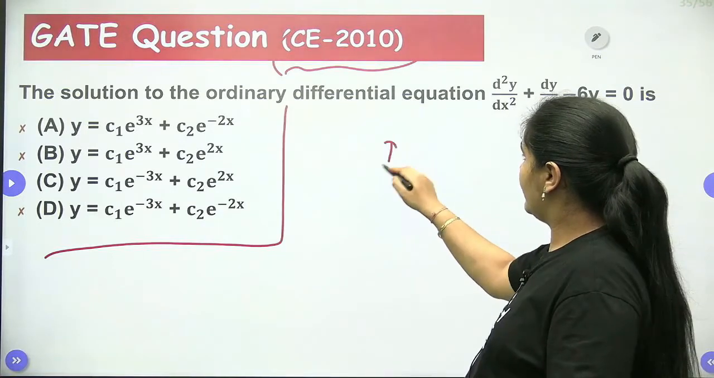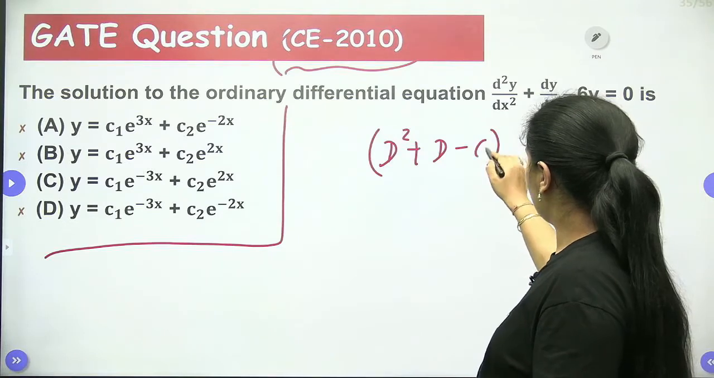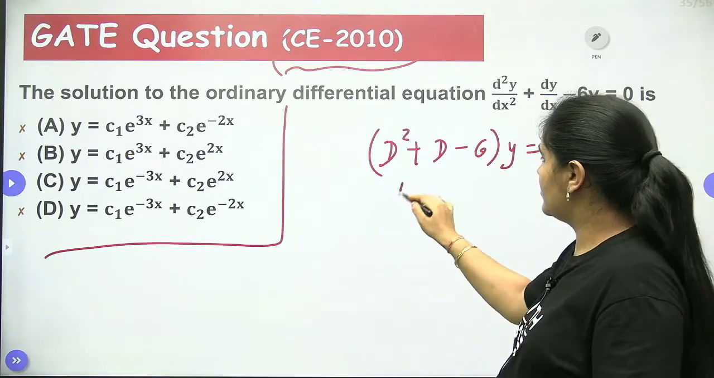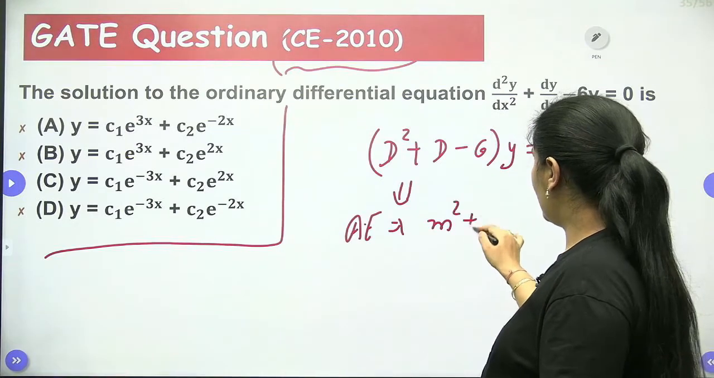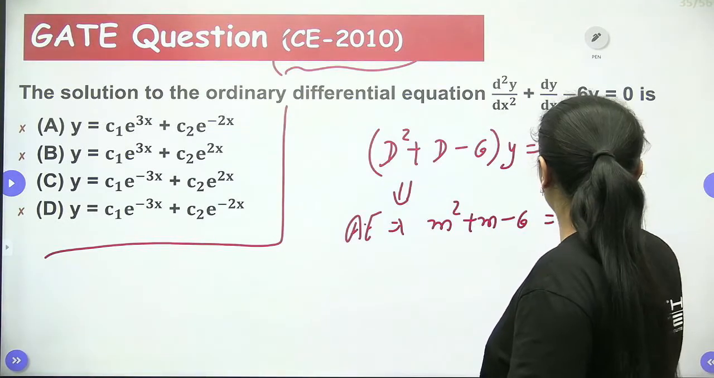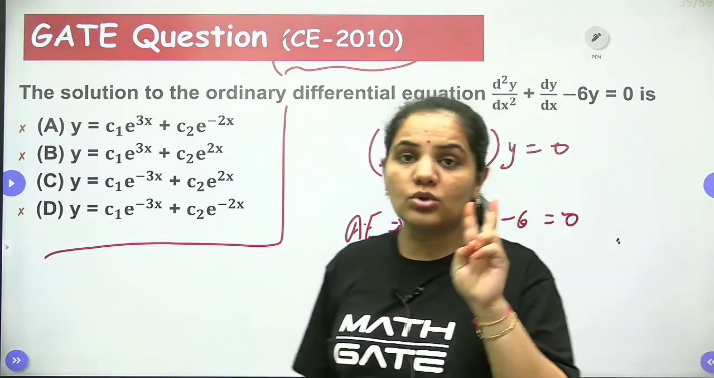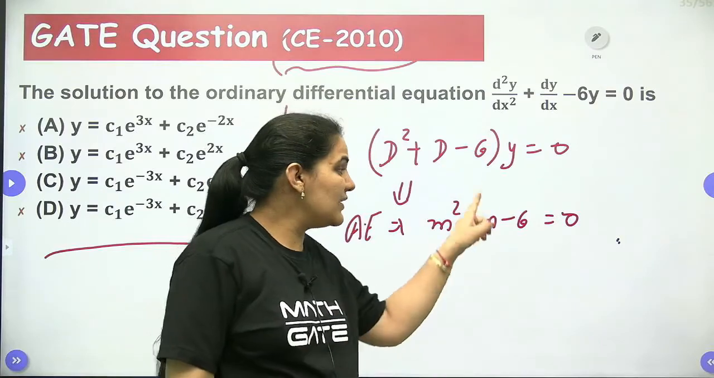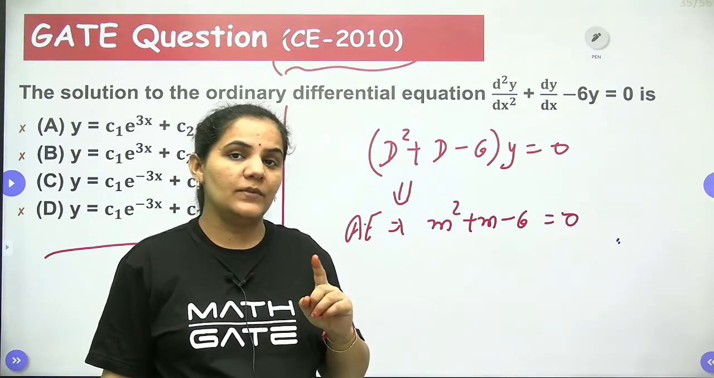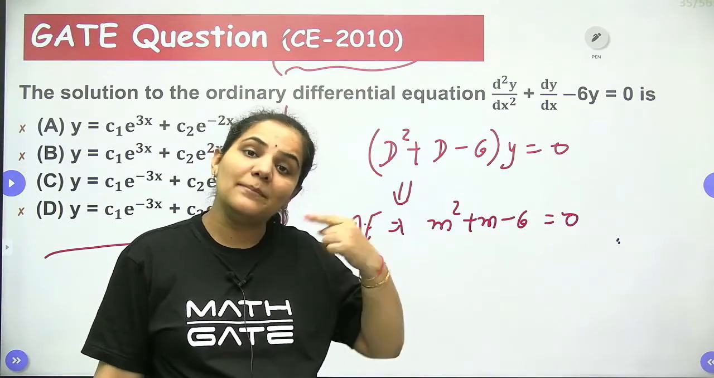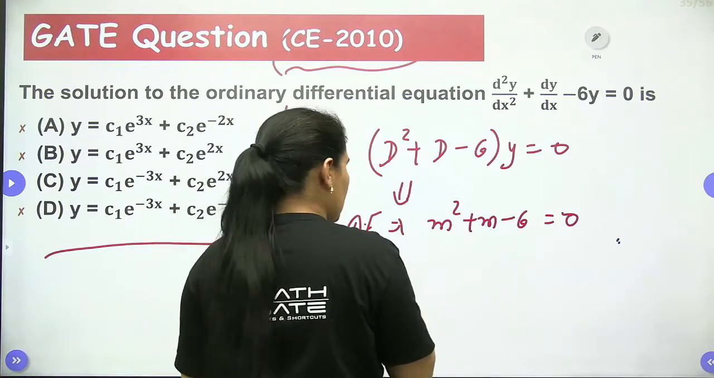So let's approach here. We can say d square plus d minus 6, y is equal to 0. So the auxiliary equation will be m square plus m minus 6 is equal to 0. Yes, exactly. We have to do the factors. We have to find those 2 values whose multiplication will be minus 6, and by adding or subtracting we will get plus 1. So it can be 3 and minus 2, right? 3 into 2 is 6, and 3 minus 2 will be plus 1.